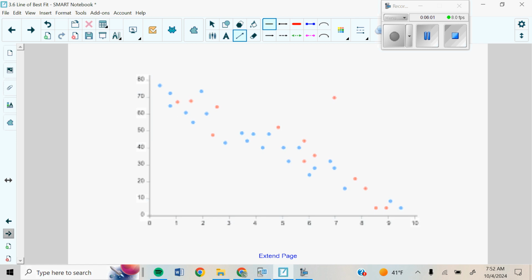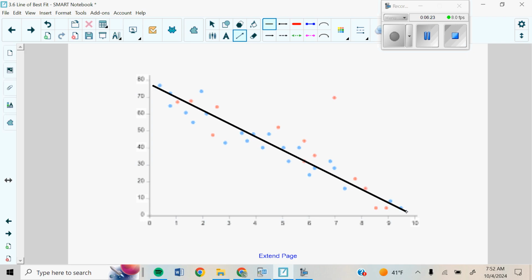All right, here we see some negative correlation. I don't even have labels on this graph. So imagine that as one thing increases, the other thing decreases. So if we draw a line of best fit for this, I'm just going to give it a shot and then I'll adjust it as I see fit.